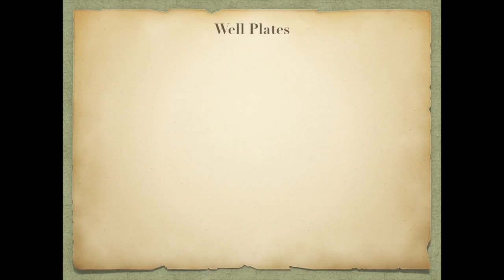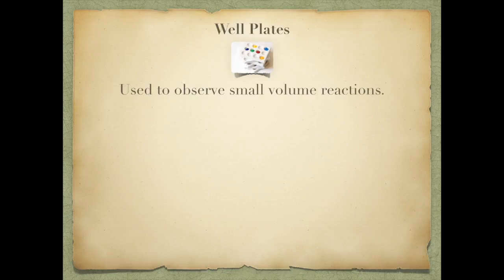The next tool are well plates. Now, well plates look like this, and the purpose of a well plate is to observe small volume reactions. So we can look all at once on those well plates at 12 different reactions all happening at the same time.